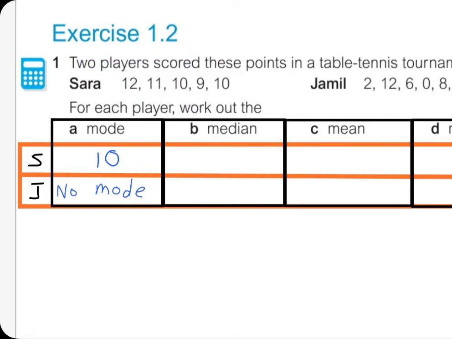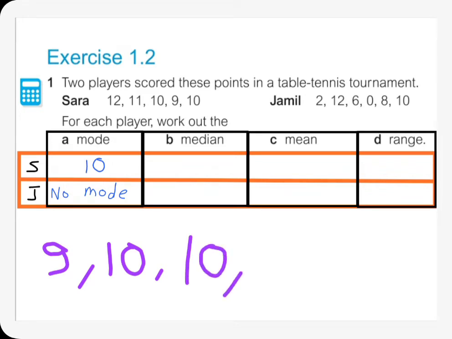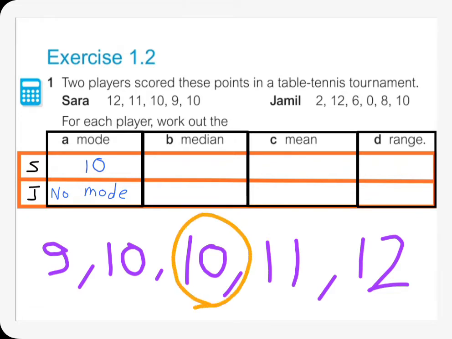Let's put it in order from the smallest to the biggest data. So what is the smallest one? Very good. The smallest one is 9. And then we have 10, and then we have another 10. And then we have 11, and then we have 12. Very good. Now, which one is in the middle? Very good. It's this 10. So the median in Sarah's data is 10.